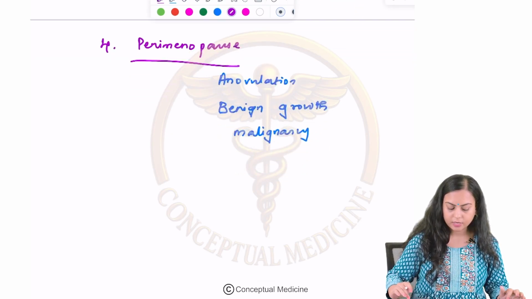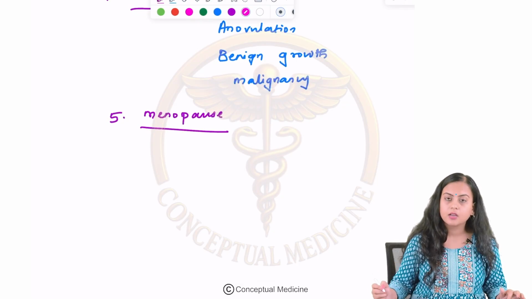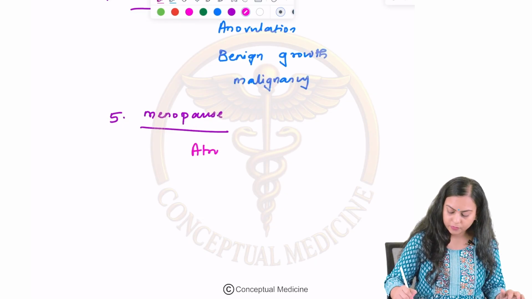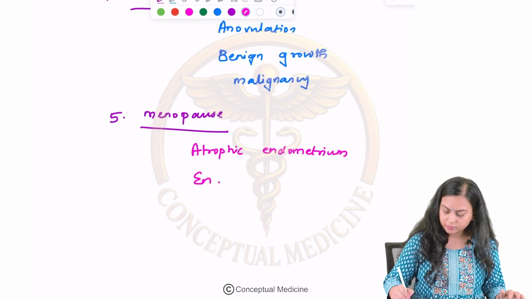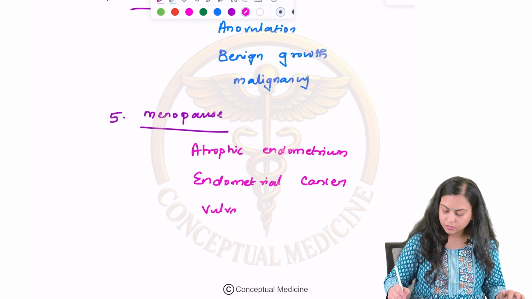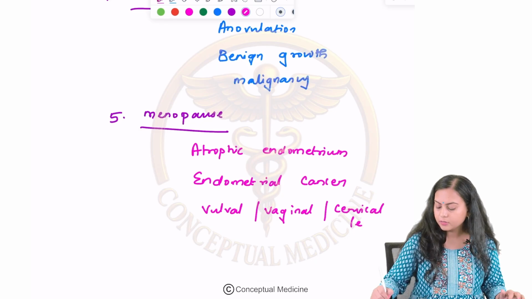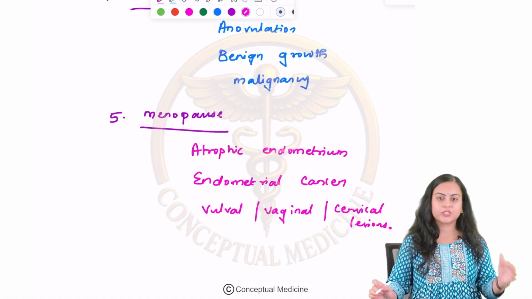Okay. Then finally, menopause can be due to atrophic endometrium, endometrial cancer, then vulval, vaginal or cervical lesions as well. Okay.